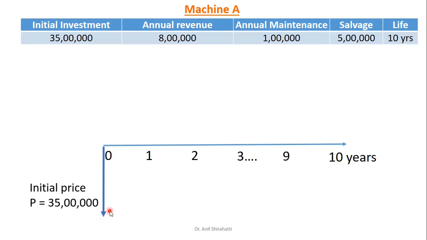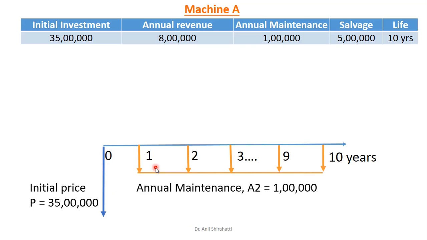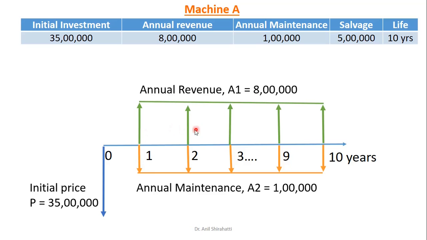Before starting the business, I have to invest 35 lakhs, and only then will the revenue start coming in. Then for annual maintenance, every year I have to pay 1 lakh rupees, constant over the years. At the end of the first year, I will get a revenue of around 8 lakhs, which remains constant till 10 years. At the end of the 10th year, again there is a salvage value of 5 lakh. So this is the total cash flow diagram for machine A.